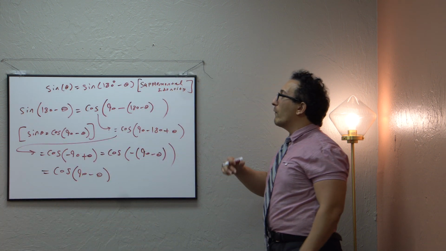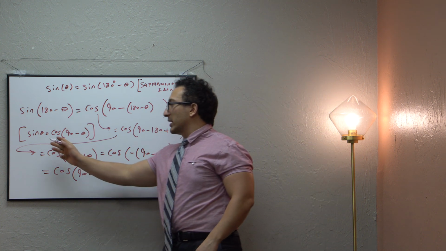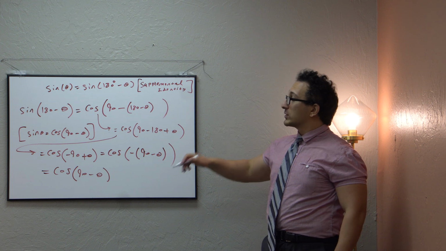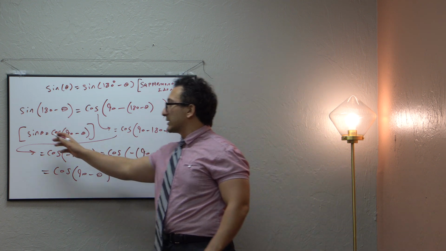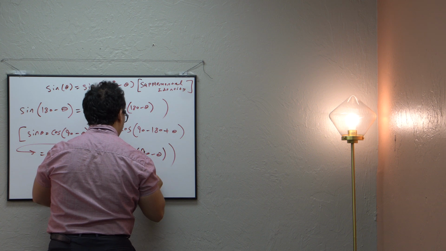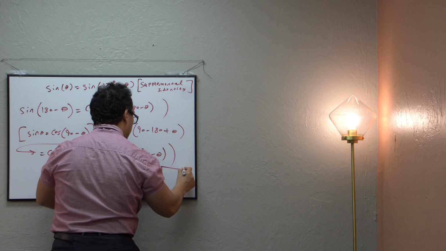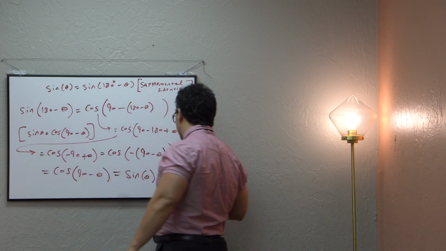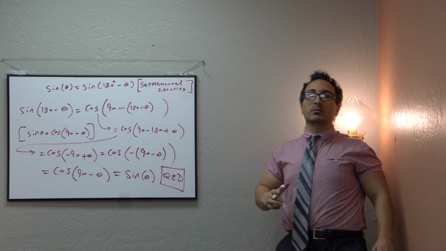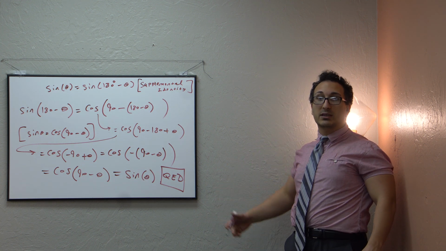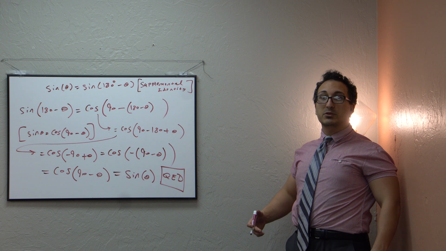But as a co-function identity, just like sine of theta is cosine of 90 minus theta, cosine of 90 minus theta is precisely sine of theta. So this is equal to sine of theta. And I put this box here and I put a QED, which represents quod erat demonstratum in Latin. Okay? Meaning thus it has been proven, or thus it has been demonstrated, or thus it has been shown.